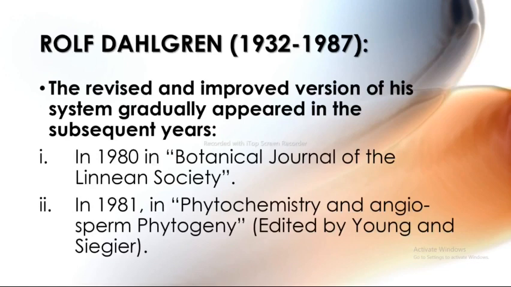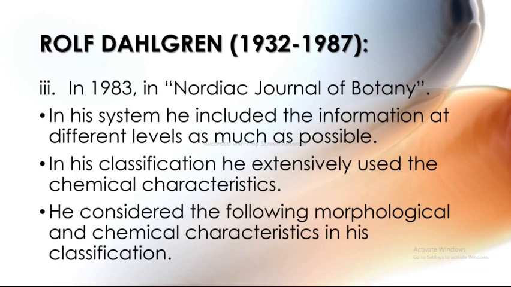The revised and improved version of his system gradually appeared in the subsequent years. The first is in 1980 in Botanical Journal of the Linnean Society, and the second in 1981 in Phytochemistry and Angiosperm Phylogeny, edited by Young and Seigler. Third, in 1983 in Nordic Journal of Botany. In his system, he included the information at different levels as much as possible. In his classification, he extensively used the chemical characteristics. He considered the following morphological and chemical characteristics in his classification.